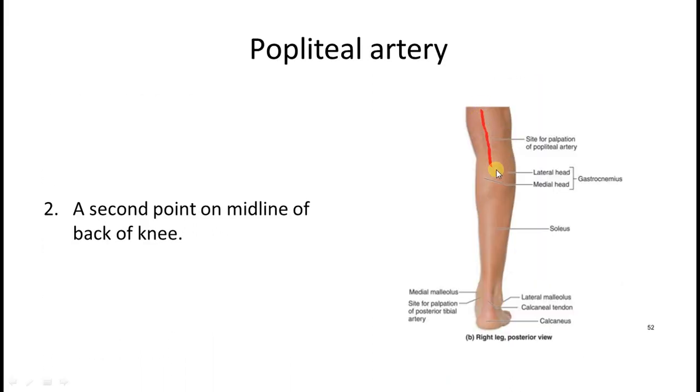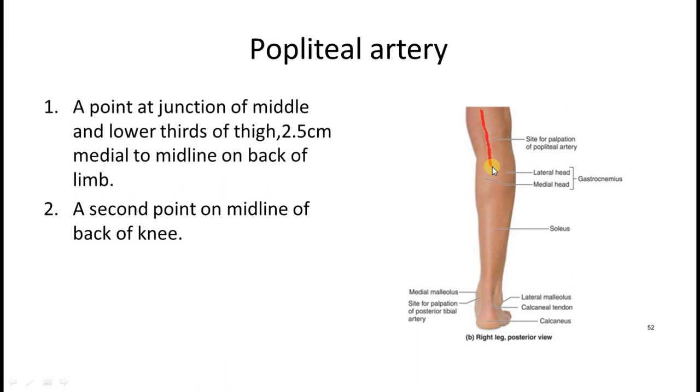Popliteal artery. So the popliteal fossa is a hollow depression on the back of the knee, and it is more appreciated when you flex your knee. So a point on the junction of the middle and lower third. Actually what you are seeing in this picture is the starting point of the middle and lower third of the thigh, just medial to the midline. Okay, 2.5 centimeters medial to the midline on the back of the thigh, you put a point.